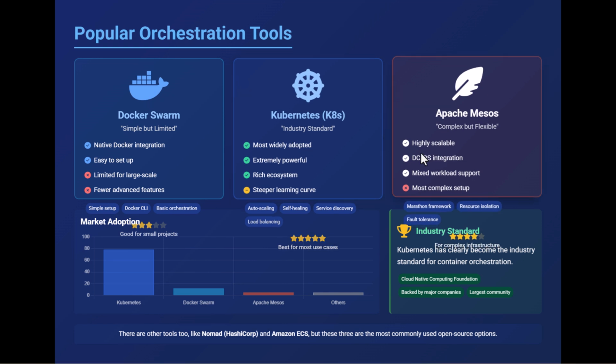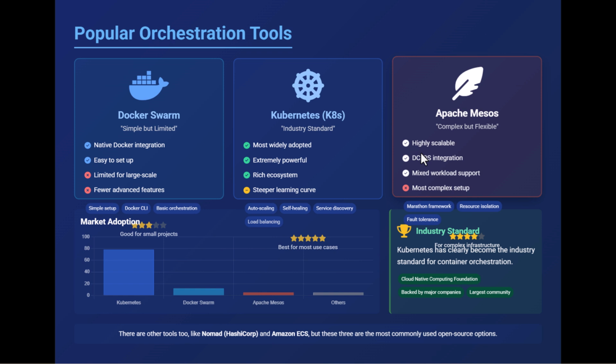Next is Apache Mesos, complex but flexible. Mesos is a powerful distributed system kernel, not just for containers. It's known for high scalability and support for mixed workloads: containers, big data, and even legacy apps. But it has the most complex setup and the steepest operation cost, mostly used in large enterprises with custom infrastructure needs. Adoption is niche, powerful but less commonly chosen compared to Kubernetes.